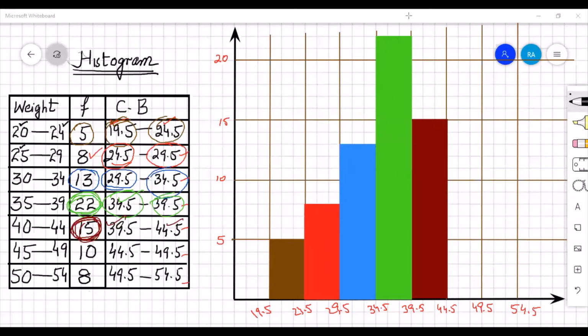There is another value, that is 10. Frequency is 10 and it is between 44.5 to 49.5. So we draw the bar between 44.5 to 49.5 and its height will be 10 as given in the frequency table.